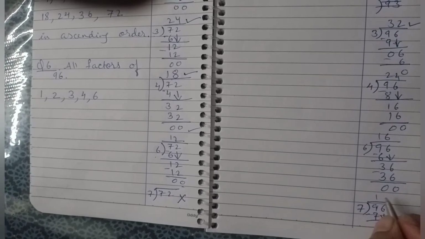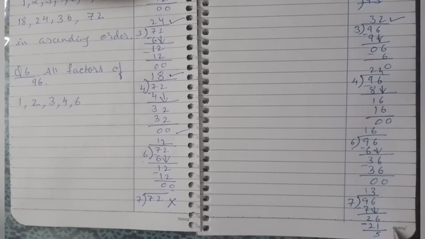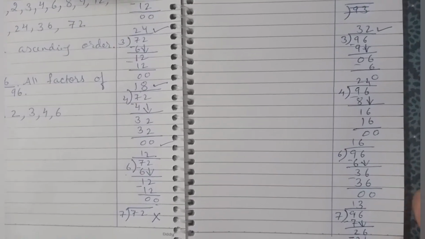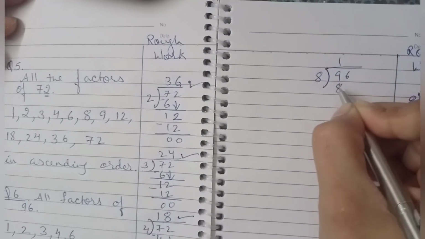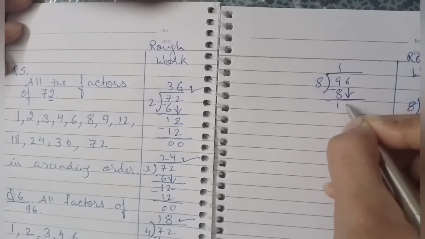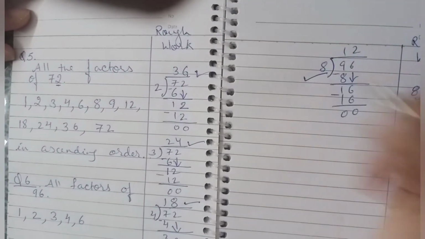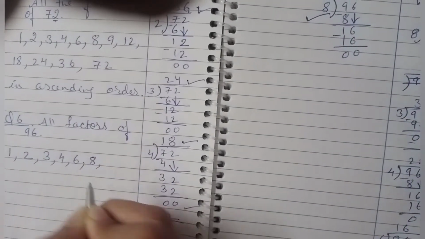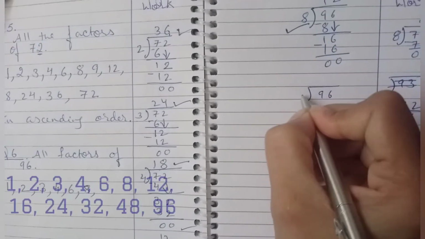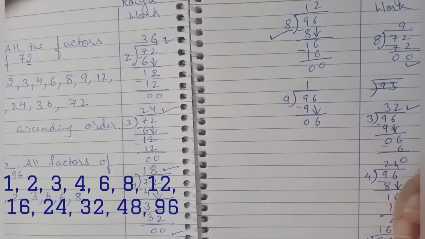On the same lines, you have to note down the quotient also. If you are dividing 96 with 2 or 3 any number and it is getting completely divided, you are getting 0 in the remainder, then you have to check the quotient. That quotient will also be the factor of that particular number, in this case 96. So in this way you can find out all the factors of 96, and then you have to list the same in ascending order. Similarly, for question number 7, you have to find all the factors of 120.